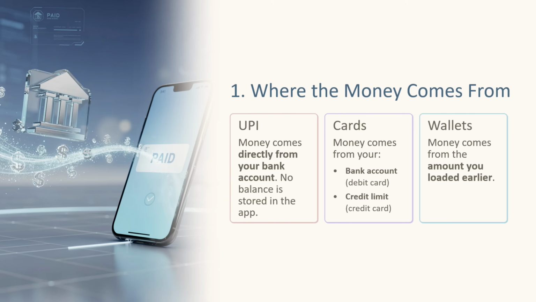First comparison is where the money comes from. In case of UPI, money comes directly from your bank account. No balance is stored in the app. In case of cards, money comes from your bank account in case of debit card, and your credit limit in case of credit card. In case of wallets, money comes from the amount you loaded earlier.